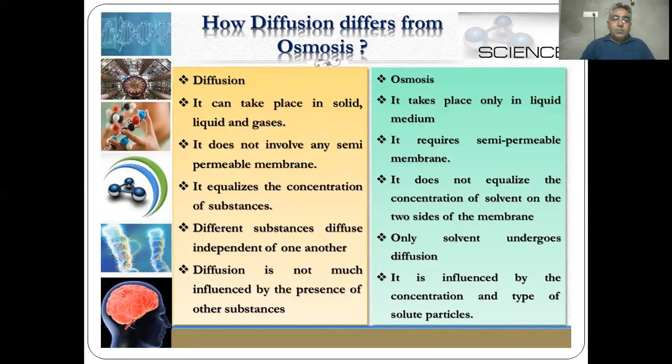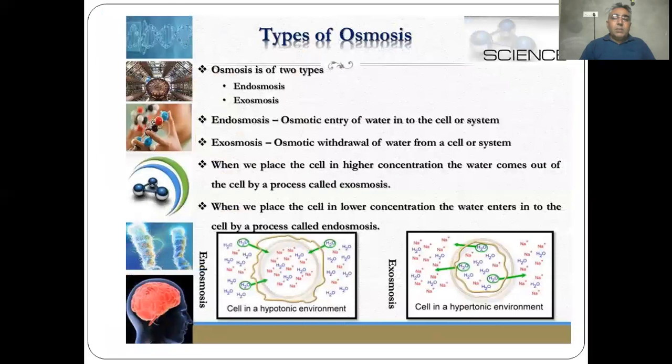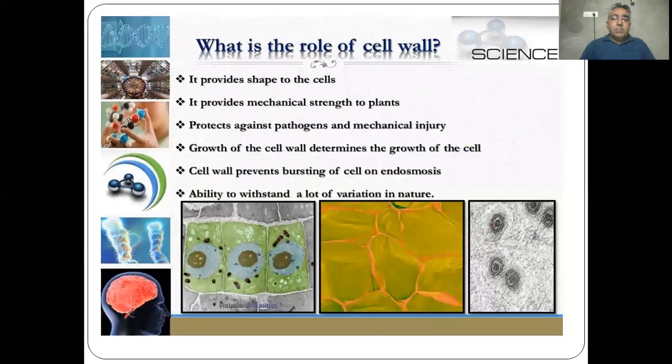In diffusion, different substances diffuse independently of one another. In osmosis, only the solvent undergoes diffusion. Diffusion is not much influenced by the presence of other substances. Osmosis is influenced by the concentration and type of the solution.